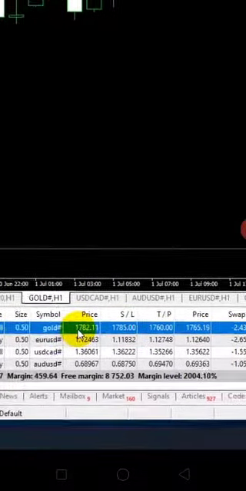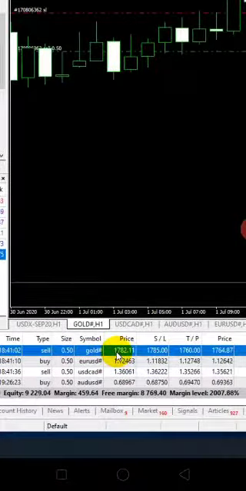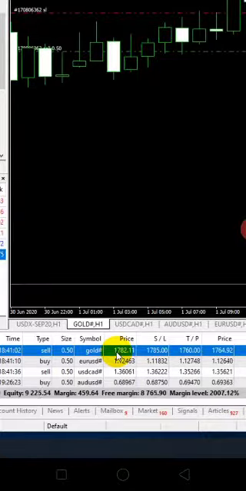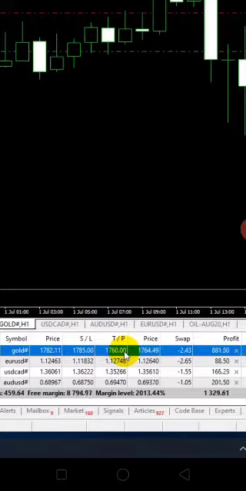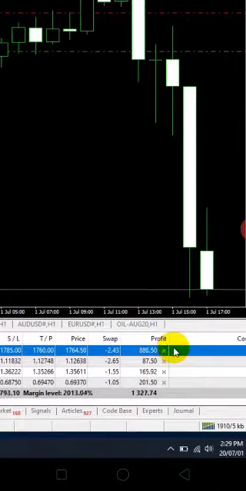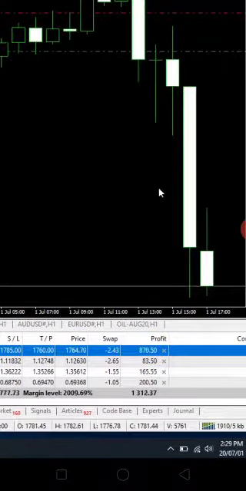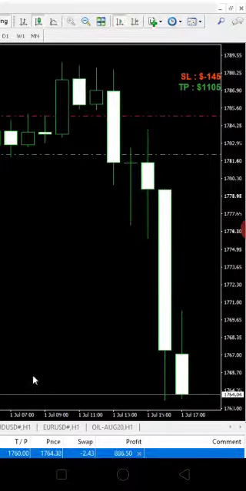Here I have placed a trade with price 1782. My entry is at 1782. I have put my SL at 1785. I have put the TP at 1760, and my ongoing profit right now is $880. Okay. You can check over here.